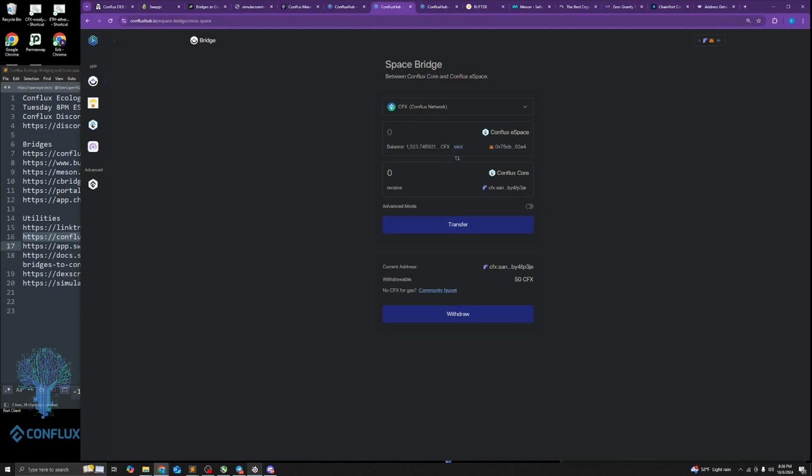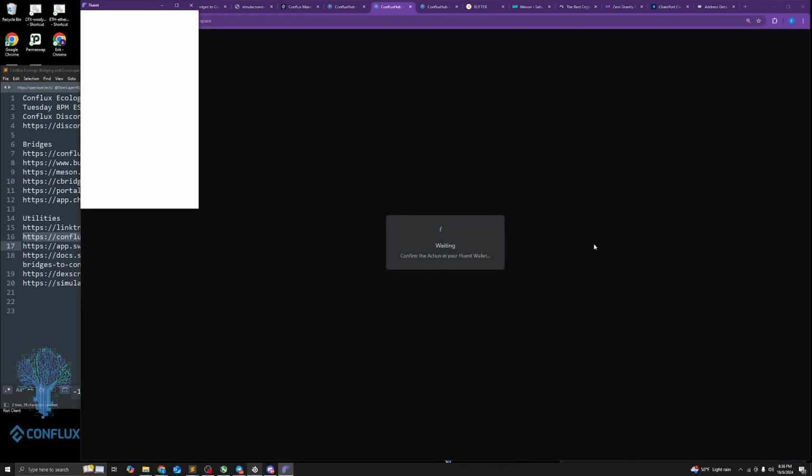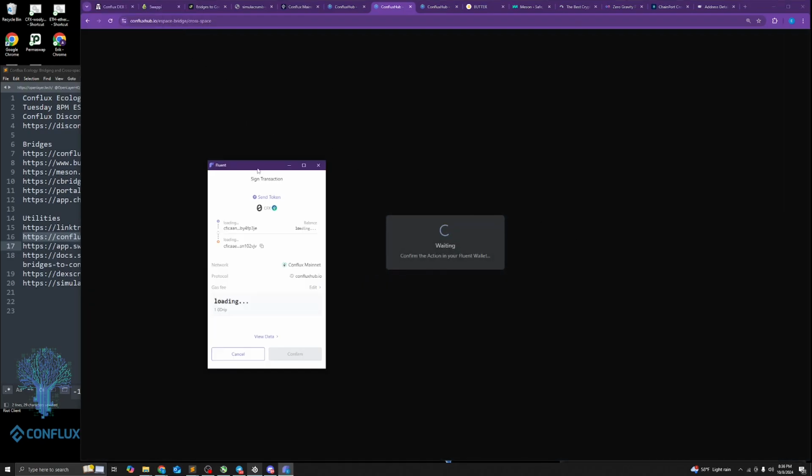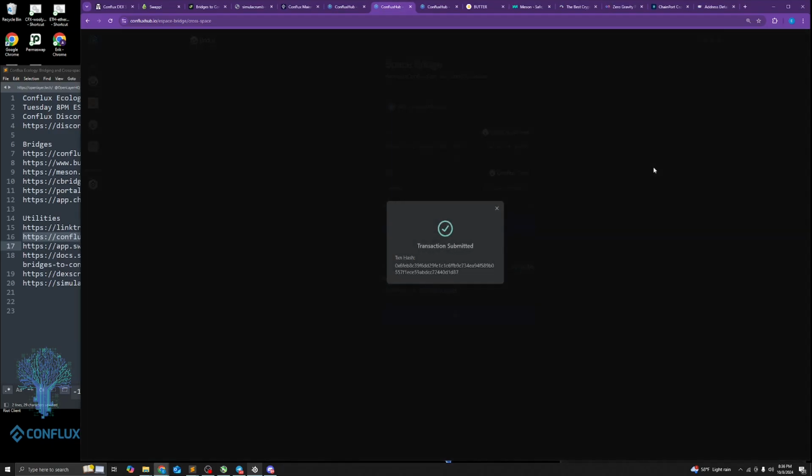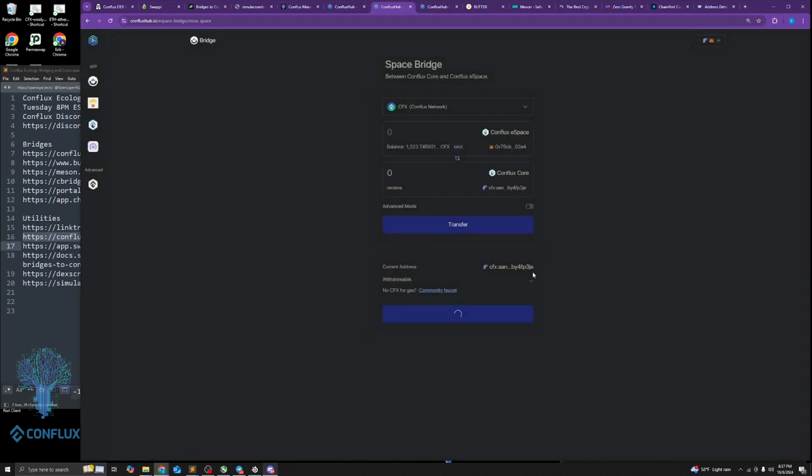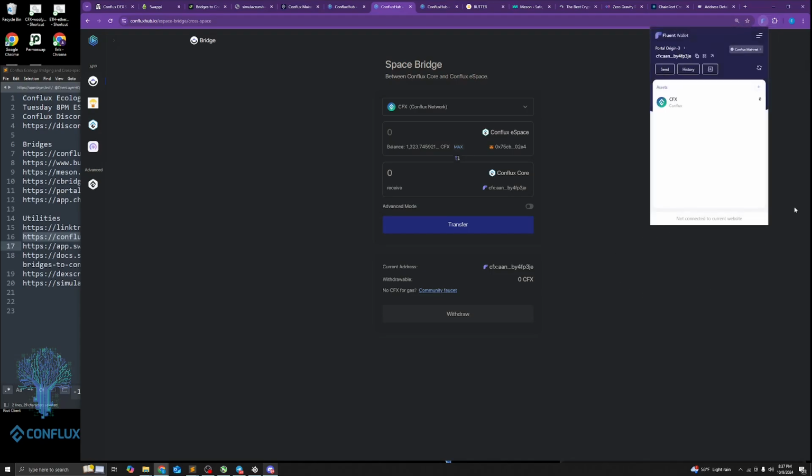Okay, so again, I have my Fluent operating and connected. I'll withdraw. You see the pop-up looks different. I'm requesting very little gas fee. Cool. Okay, so I just withdrew to my Fluent wallet. It was 97 before, so my 50 added.